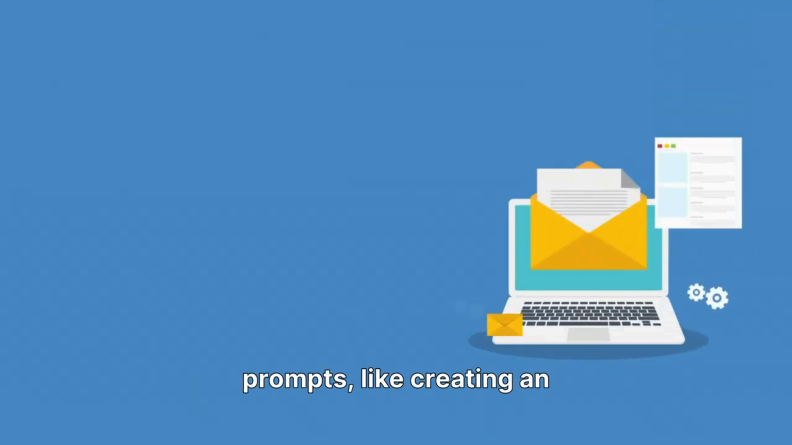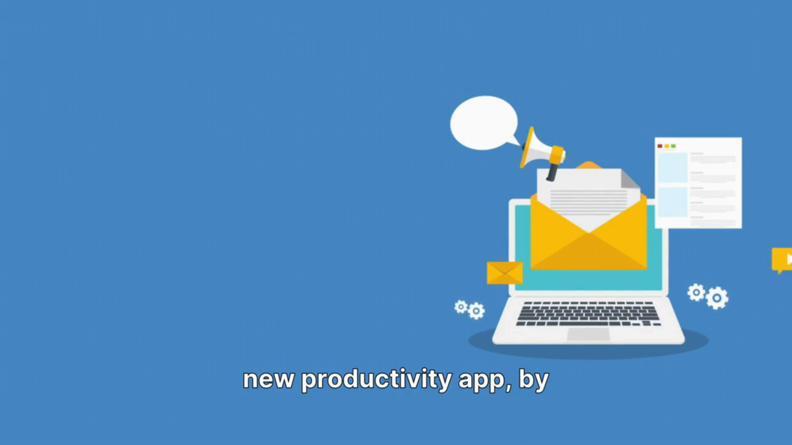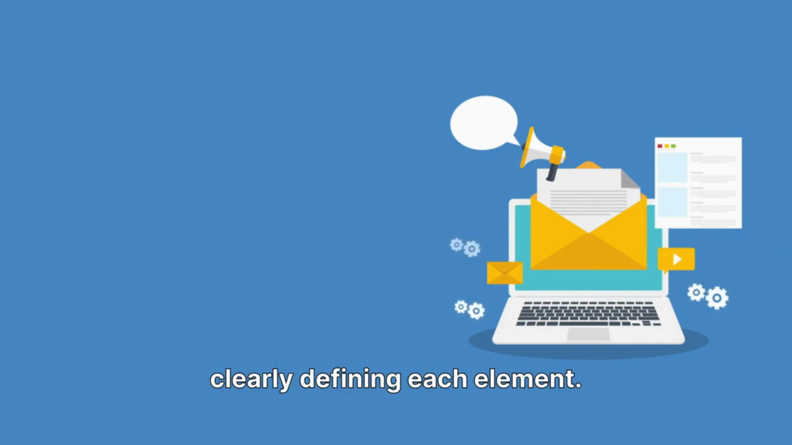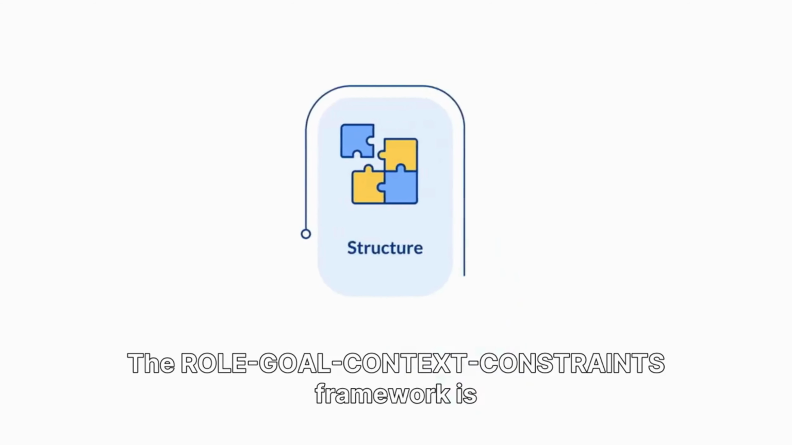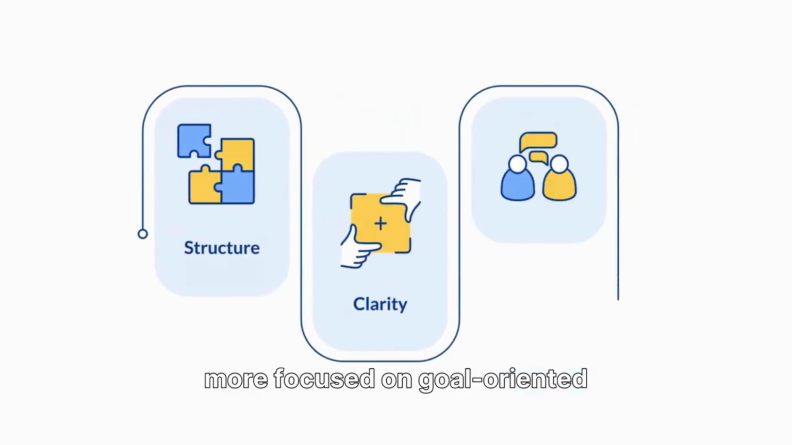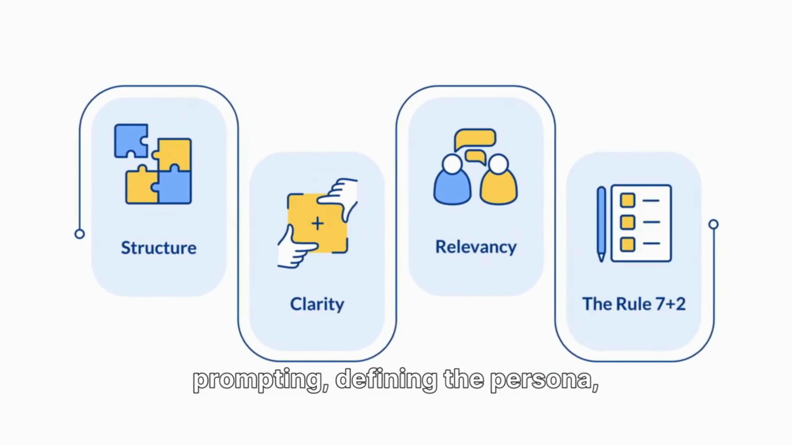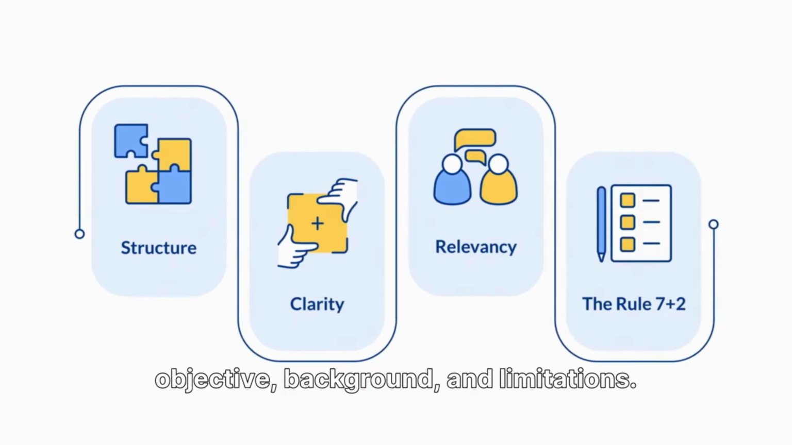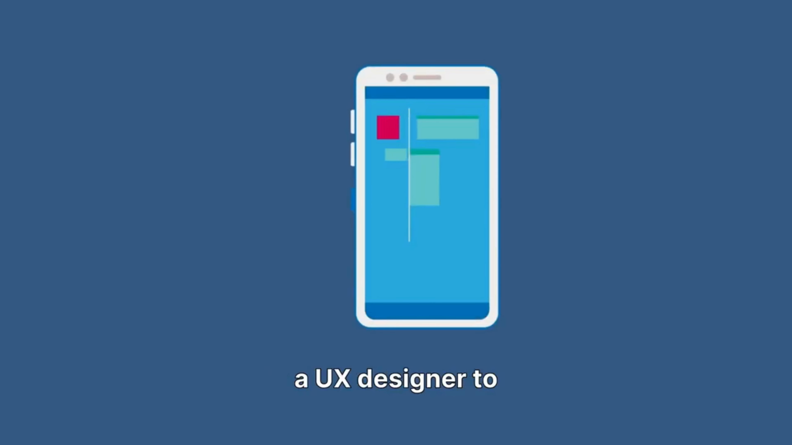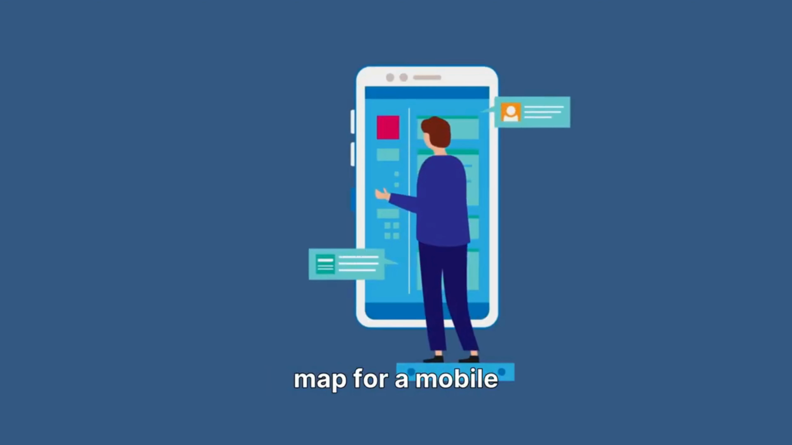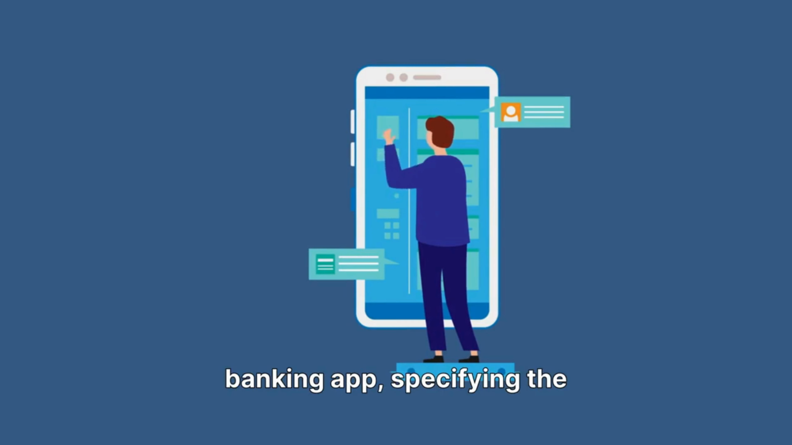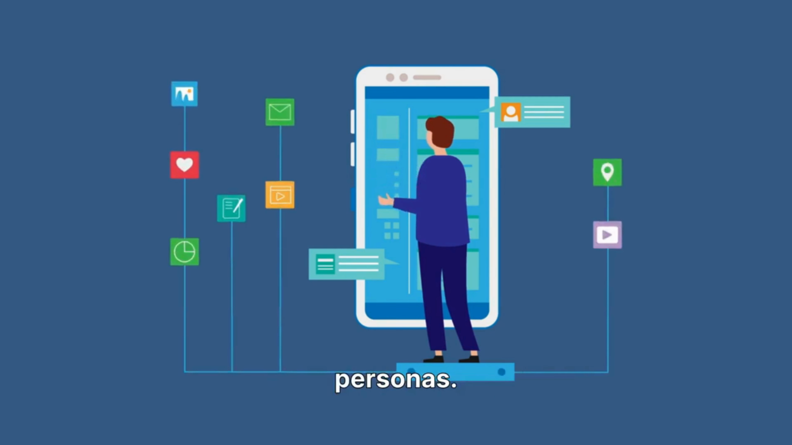This framework ensures comprehensive prompts, like creating an email campaign for a new productivity app, by clearly defining each element. The Role Goal Context Constraints framework is similar to CRISP, but more focused on goal-oriented prompting, defining the persona, objective, background, and limitations. An example is guiding a UX designer to create a user journey map for a mobile banking app, specifying the target users and key personas.